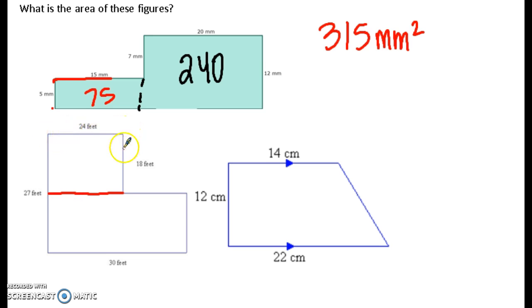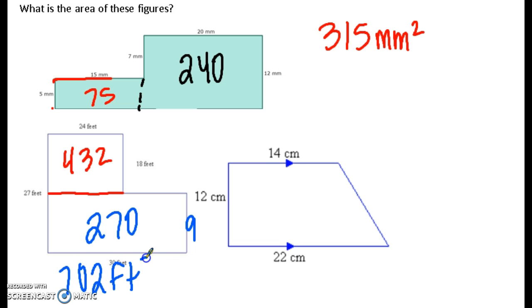All right, for the next one, I'm going to cut horizontally. So I have 24 times 18. That is 432. Then I have 30 times, if this whole side is 27, but we're not using the top part. That's 18. That leaves me with 9 feet right here. So 30 times 9 is 270. And when I add 432 plus 270, I get 702 square feet.